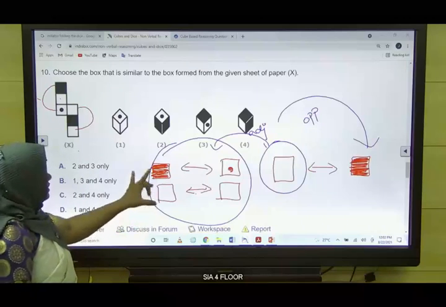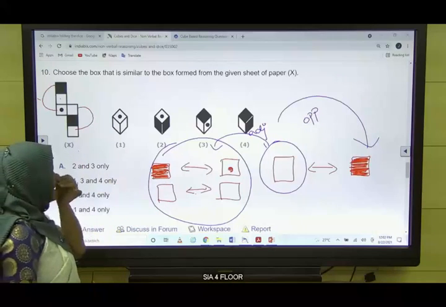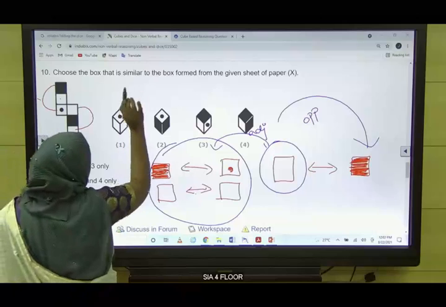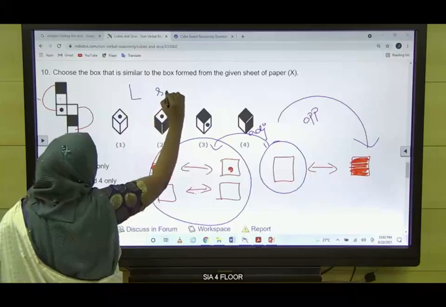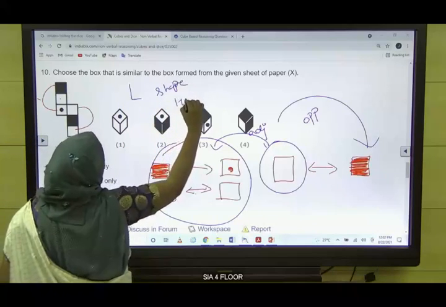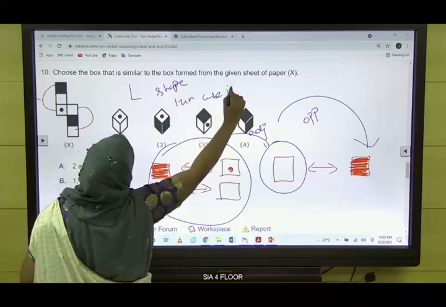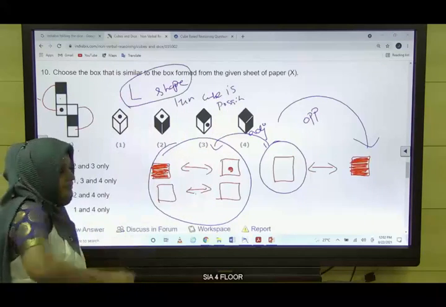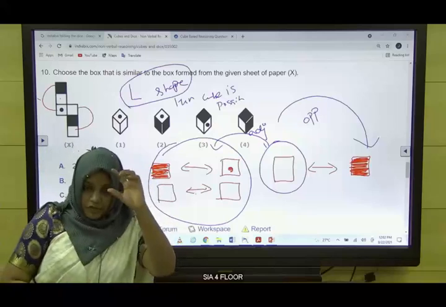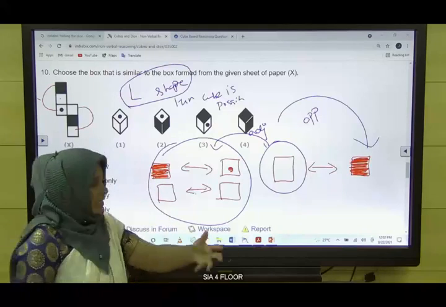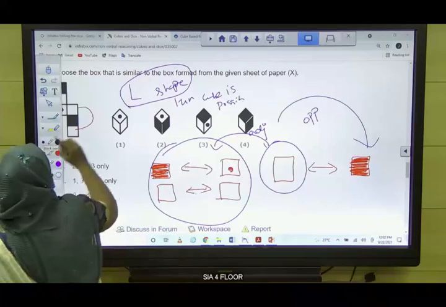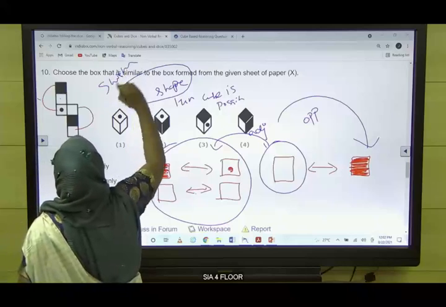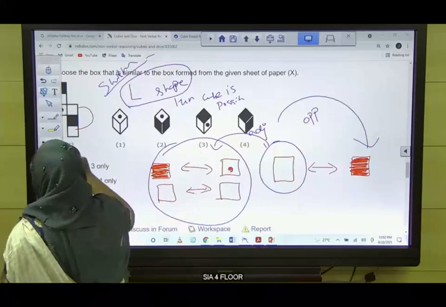Another one is, if you can make an L shape, then the cube can be formed. Then that cube is possible. If you can make an L shape out of a given figure, I'll tell you what is meant by that. You can make an L shape. So this is shortcut 4. This is shortcut 3.